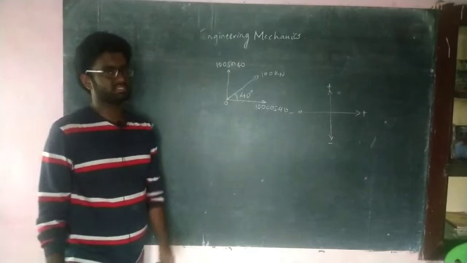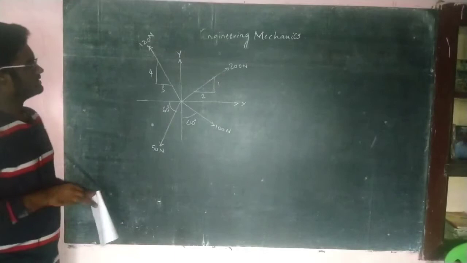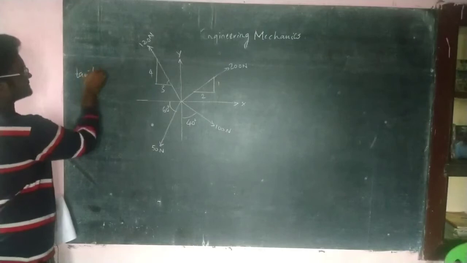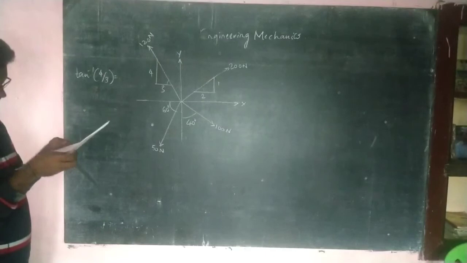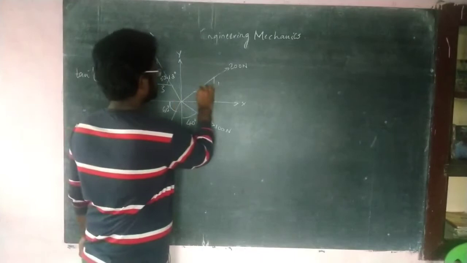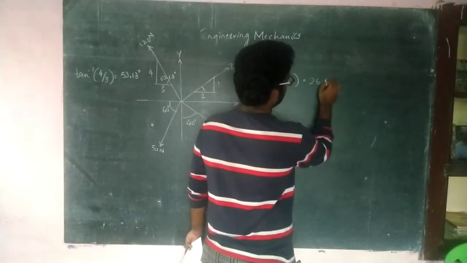So friends, now we'll solve this particular problem. They have given different forces acting in here. This particular force is making an angle of tan inverse of 4/3. So let us take this triangle and make tan inverse of 4/3. What is tan inverse of 4 by 3? It is 53.13 degrees. So this is 53.13 degrees. Now this angle, in order to calculate it, is nothing but tan inverse of 1 by 2. What is tan inverse of 1 by 2? That is 26.5 degree. So let's mark here 26.5 degree.